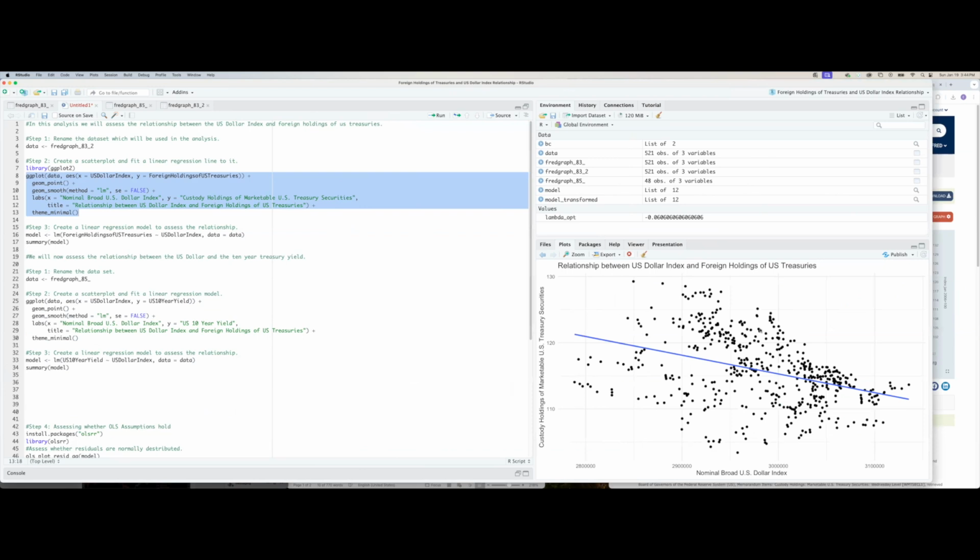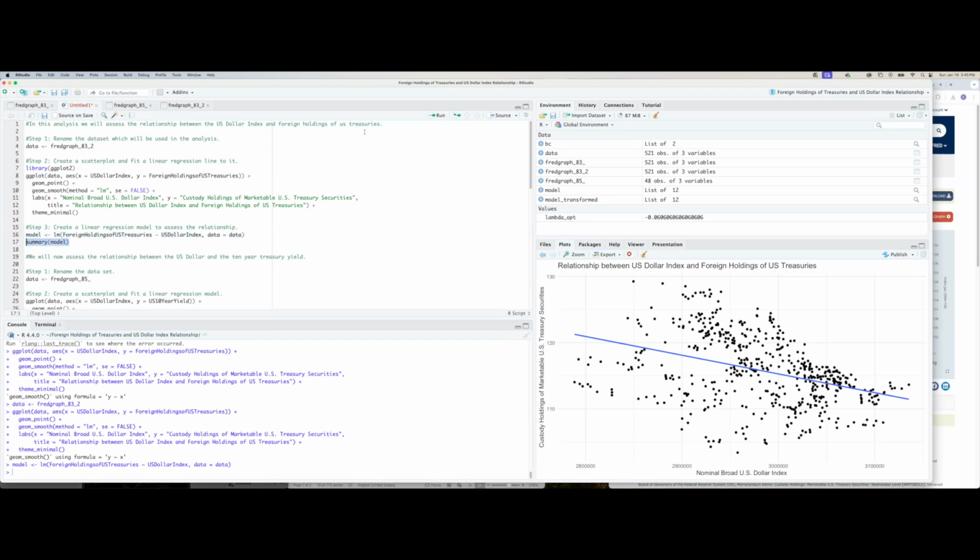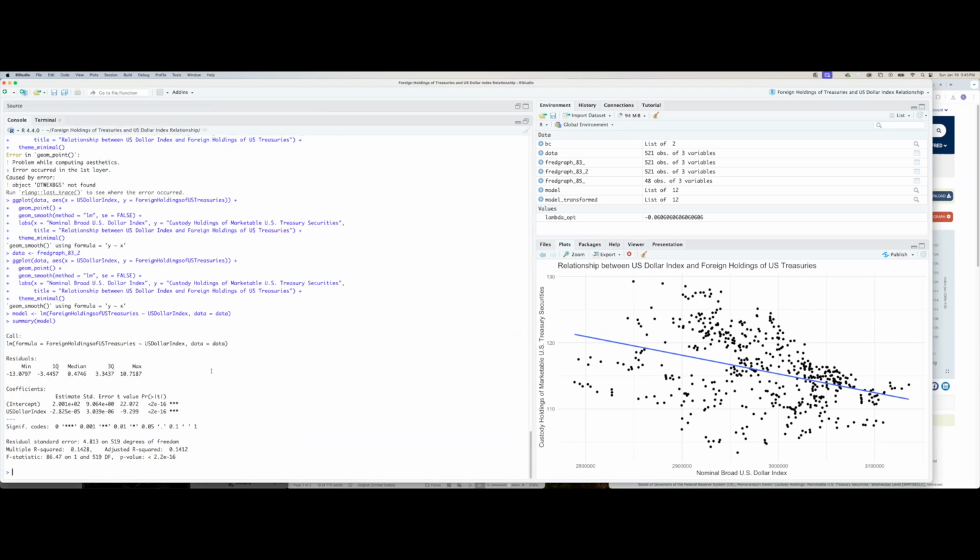And this chart already tells you that there could be a negative correlation, which means that as the nominal broad US dollar index increases, signaling a stronger dollar, foreign holdings of US Treasuries tend to decrease. Now, the question is, is this relationship statistically significant? In order to assess this, we will create a linear regression model within the RStudio environment using this formula, and we will then summarize the model and take a look at the output.